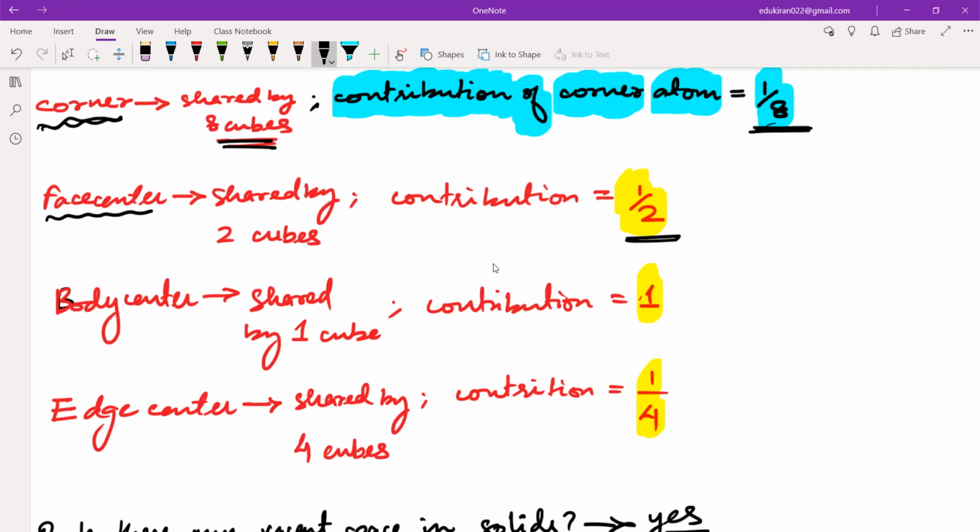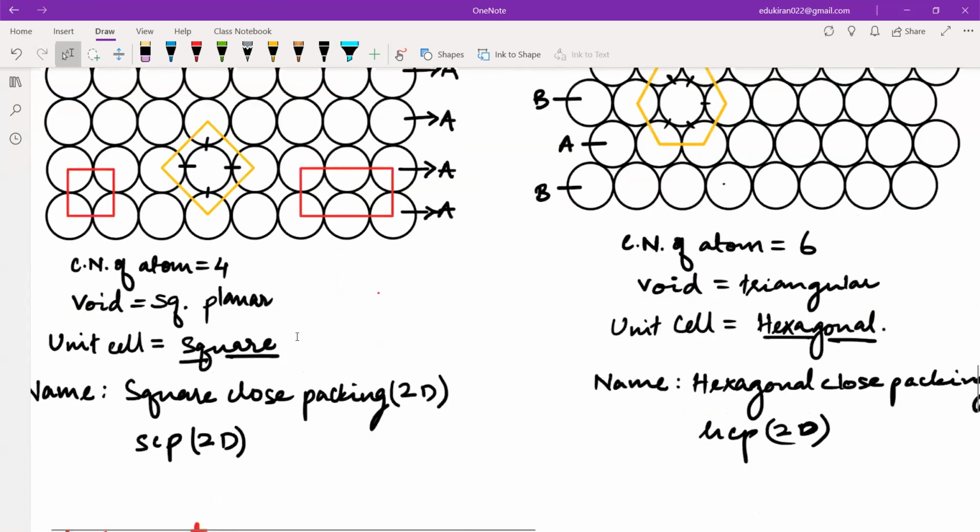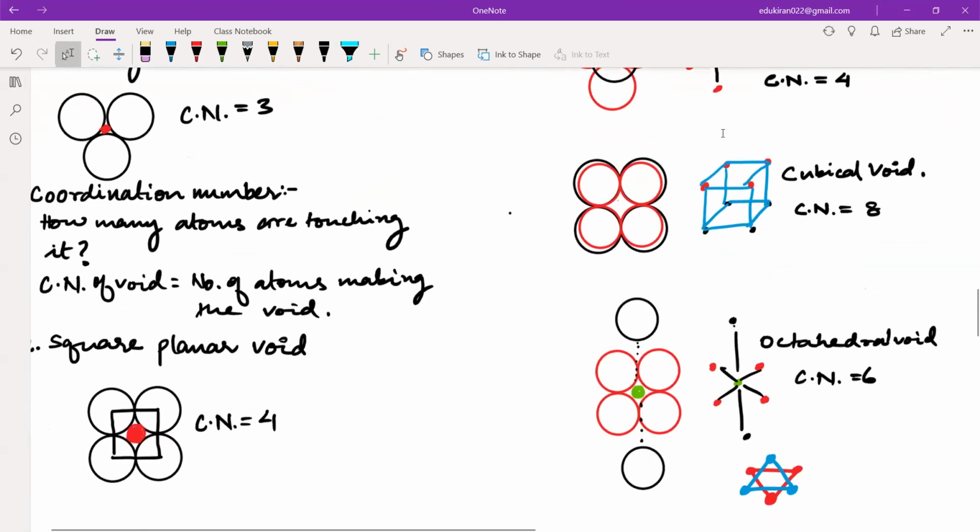And if some atom is present in the center of the body, the center of the whole cube, then its contribution is 1. And if it is in the edge center, its contribution is 1/4. These are the things that you have to remember. Okay. Now moving on, the next thing is some voids.